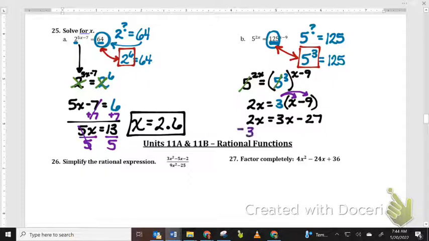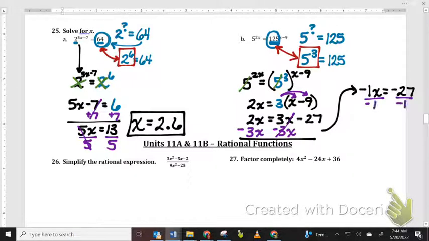I'm going to subtract 3x from both sides. What is 2x minus 3x? Negative 1x equals negative 27. When I divide both sides by negative 1, we get what? Positive 27.